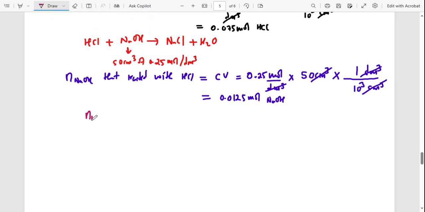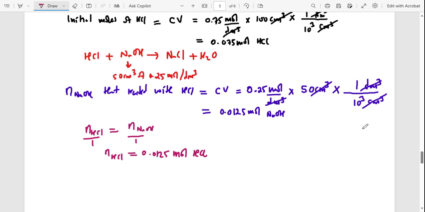Now from the balanced equation, we can determine the number of moles of hydrochloric acid that reacted. Look at the coefficient, the number in front is 1. So the number of moles of hydrochloric acid over 1 should be equal to the number of moles of sodium hydroxide also over 1. So this tells us that the number of moles of hydrochloric acid is going to be equal to the number of moles of sodium hydroxide, which is 0.0125 moles.